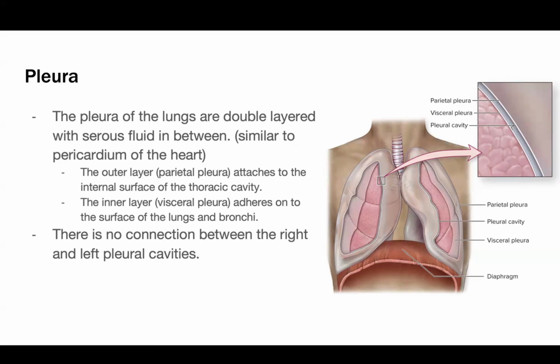Now, remember that the pleural cavity is a potential space. It's normally just a super thin film of fluid and not an actual open gaping space. If you've got an open gaping space, you've got a problem. Most importantly, there's no connection between the right and the left pleural cavities. This is sort of good news because a pneumothorax on one side doesn't automatically collapse the other one.